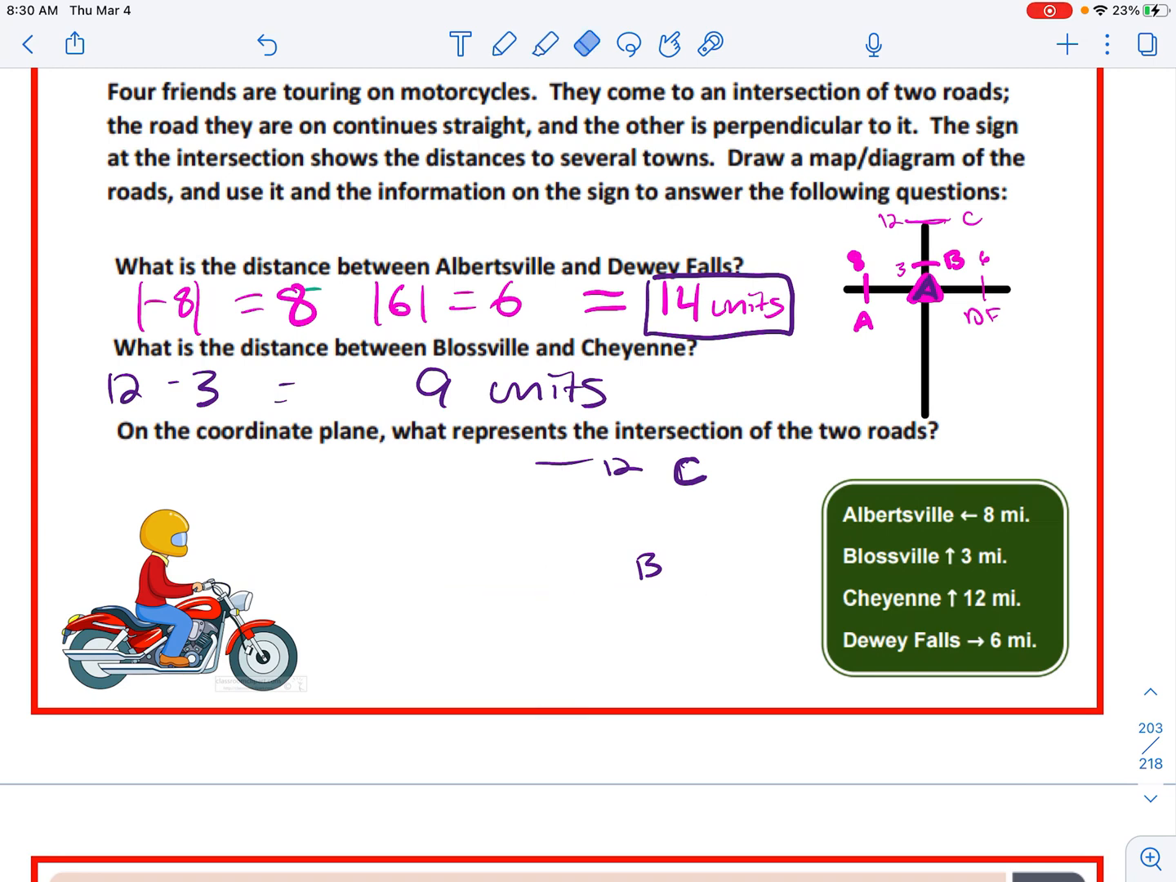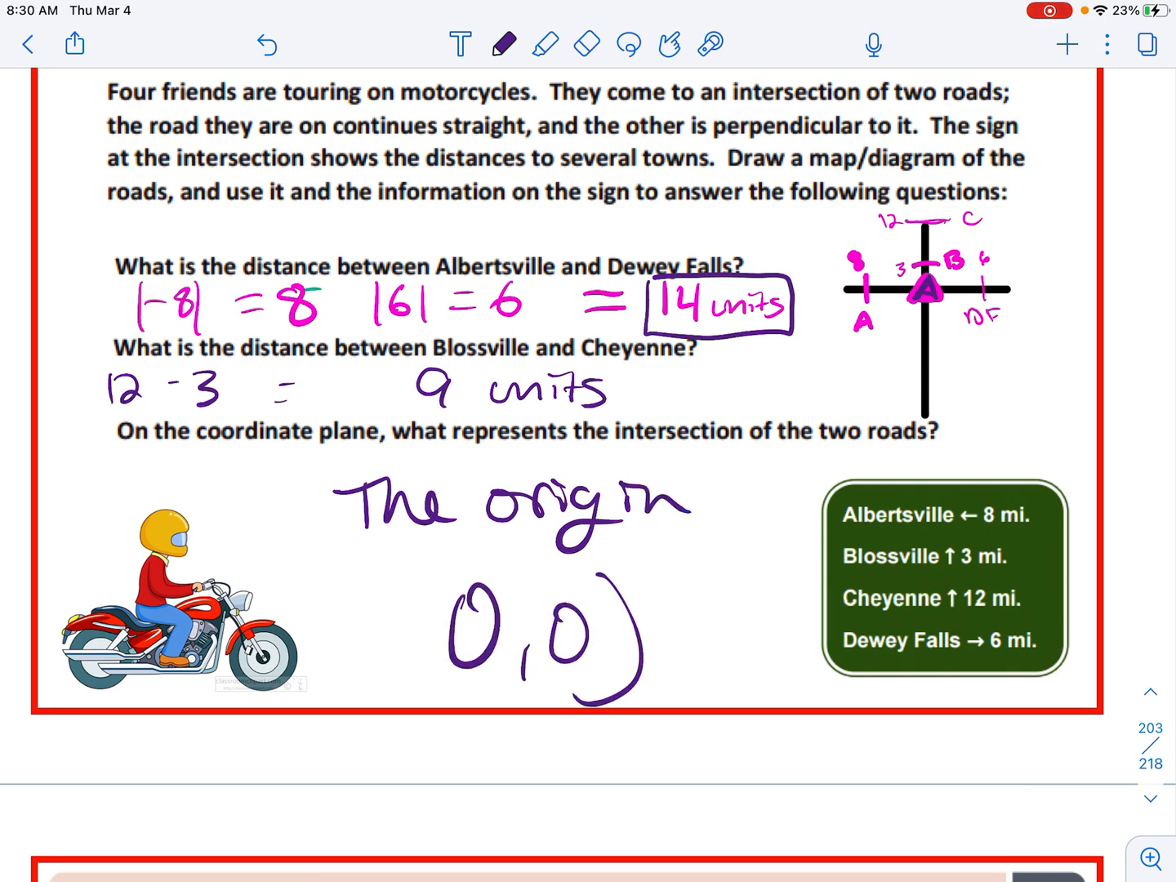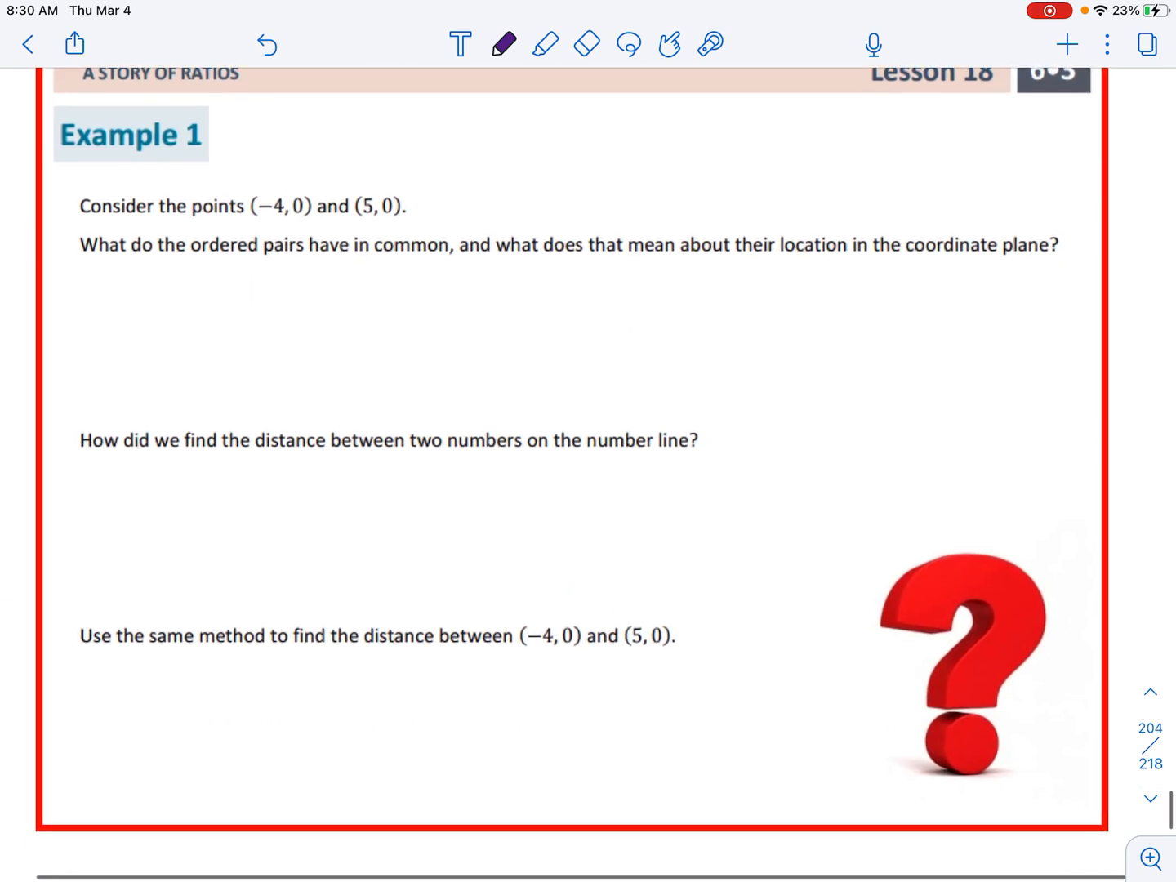And on the coordinate plane, what represents the intersection of the 2 roads? The intersection represents the origin, the middle. The ordered pair for the origin is 0, 0.